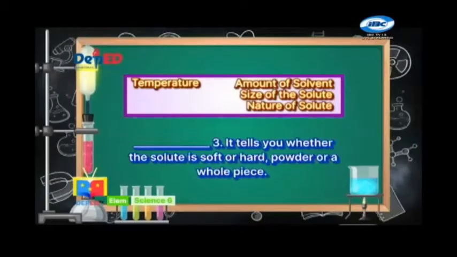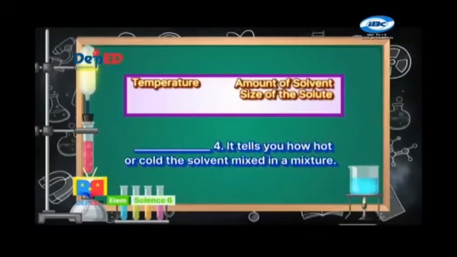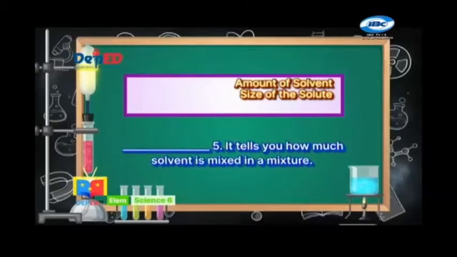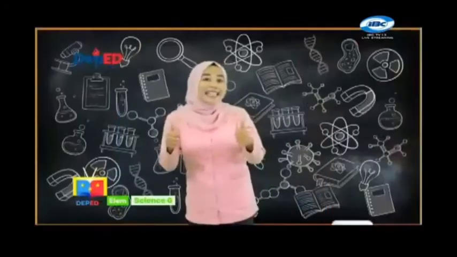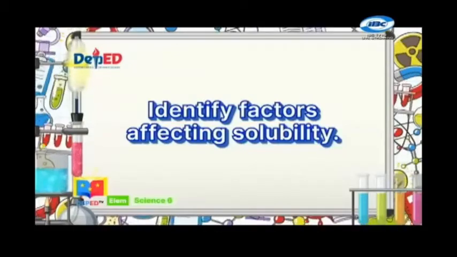Number 3. It tells you whether the solute is soft or hard, powder, or a whole piece. The correct answer is nature of solute. Number 4. It tells you how hot or cold the solvent mixed in a mixture. The correct answer is temperature. And number 5. It tells you how much solvent is mixed in a mixture. The correct answer is amount of solvent. Excellent, science-minded learners! At the end of this episode, you will learn how to identify factors affecting solubility.